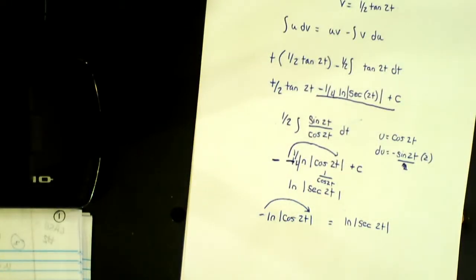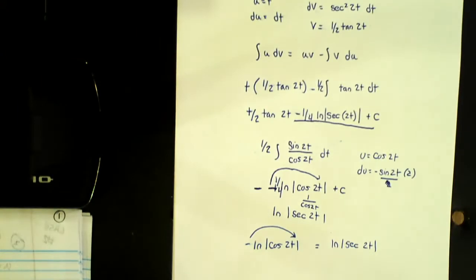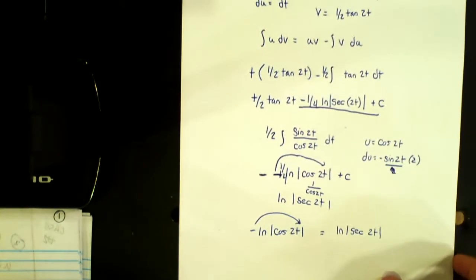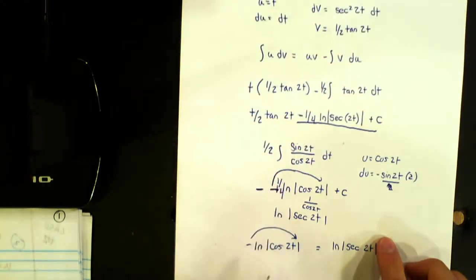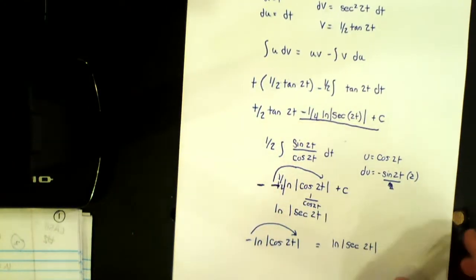Yes, I will post these. All right, so moving on from that one, we did get our answer there, and you could rewrite that, as we said, as the positive 1/4 natural log cosine 2t. Okay. Moving on.